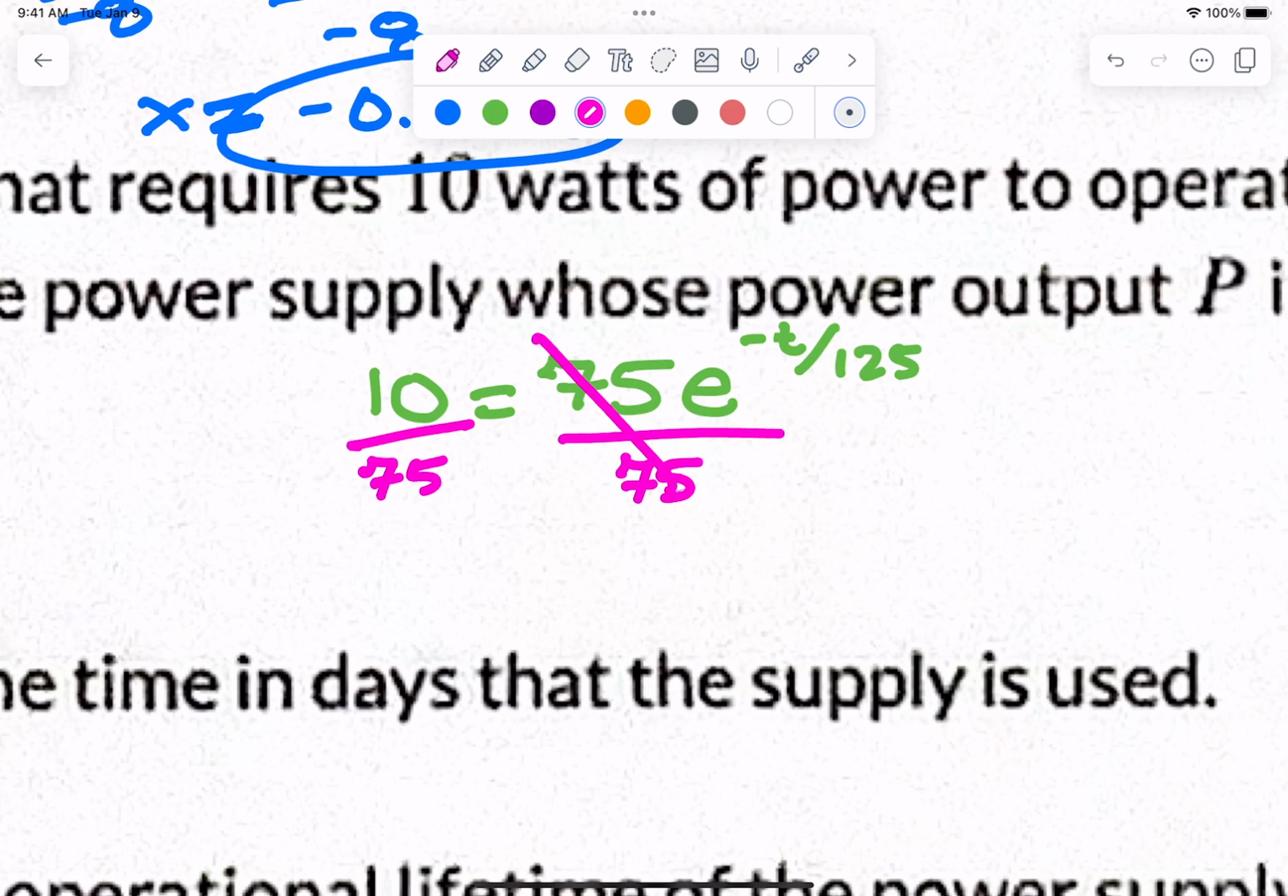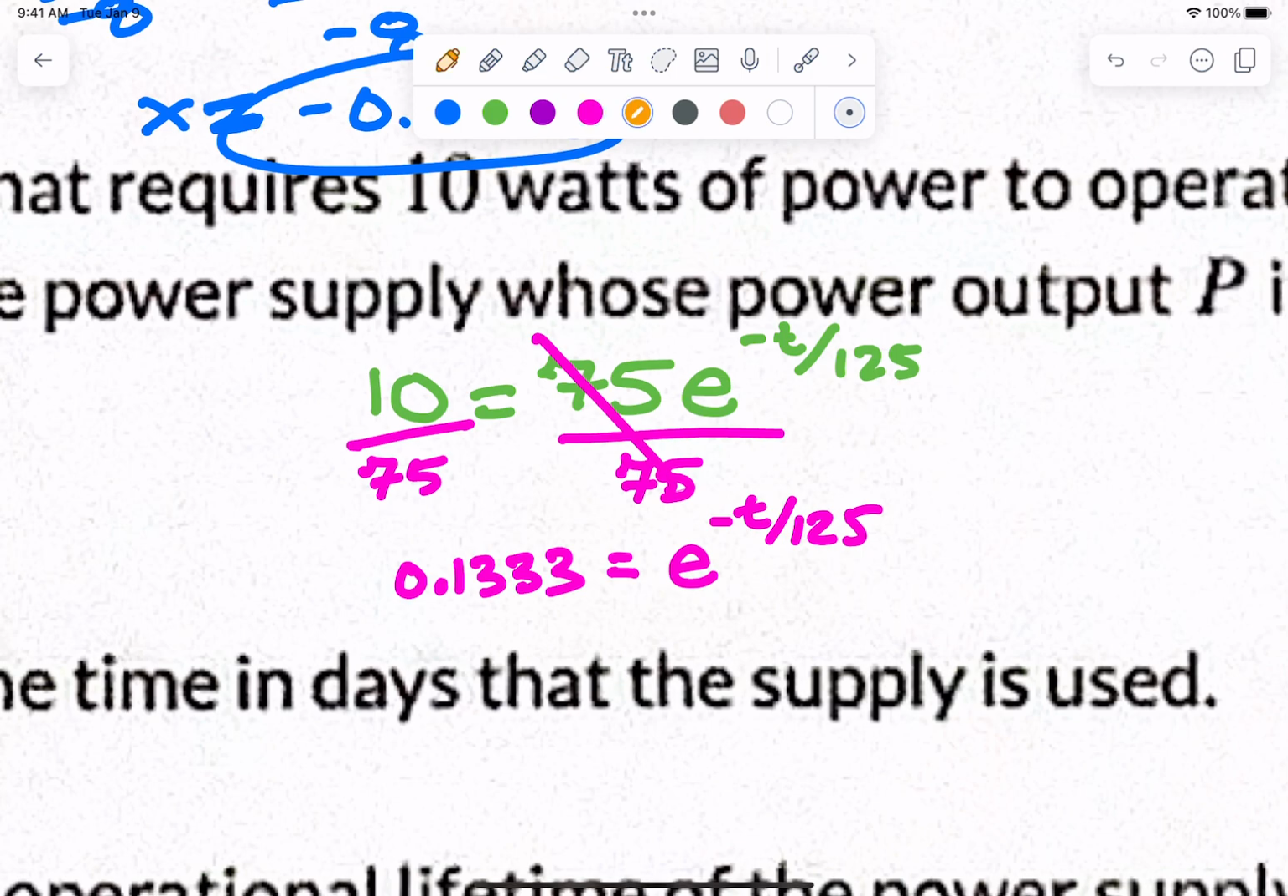What's 10 divided by 75? 0.13333. Okay, equals e to the negative T over 125.